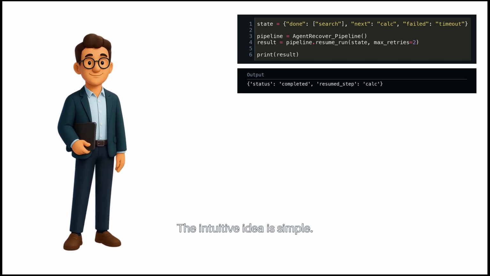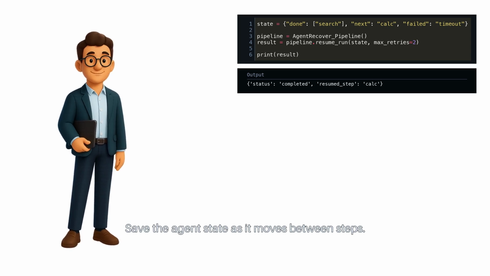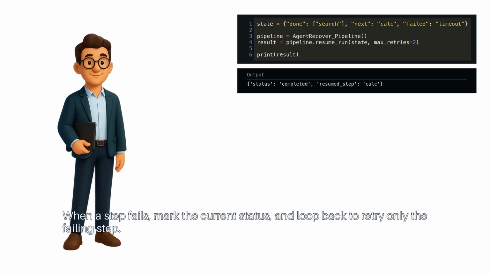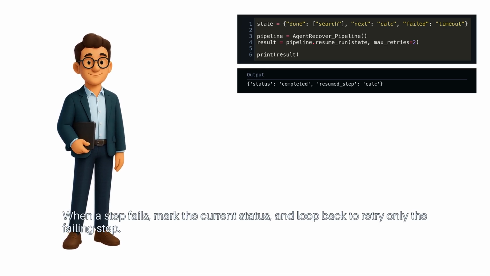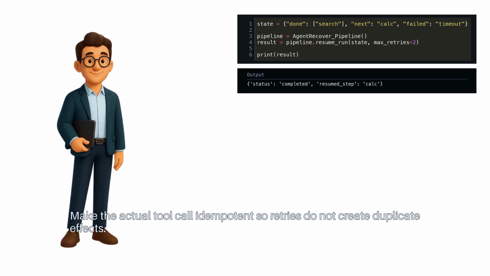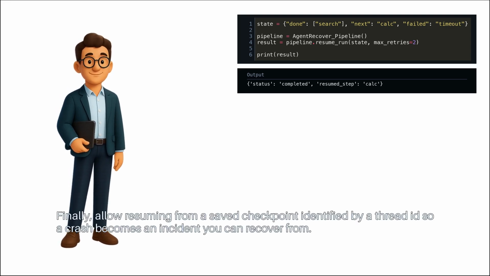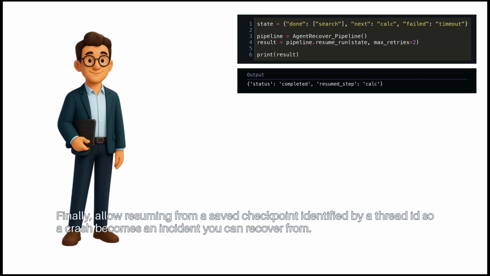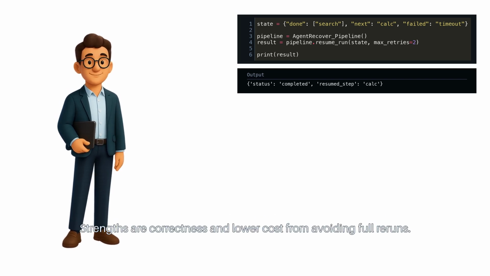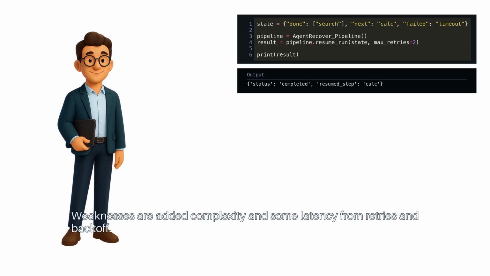The intuitive idea is simple. Save the agent state as it moves between steps. When a step fails, mark the current status and loop back to retry only the failing step. Make the actual tool call idempotent, so retries do not create duplicate effects. Finally, allow resuming from a saved checkpoint identified by a thread ID, so a crash becomes an incident you can recover from. Strengths are correctness and lower cost from avoiding full reruns. Weaknesses are added complexity and some latency from retries and backoff.